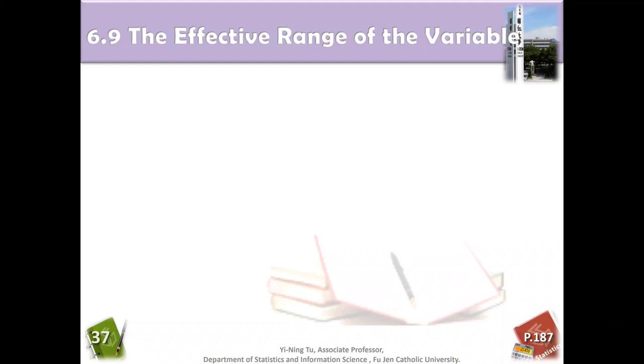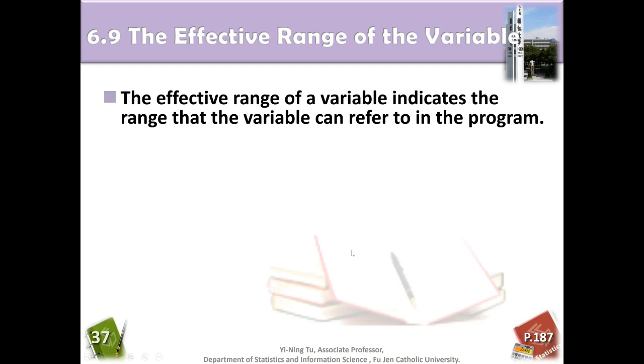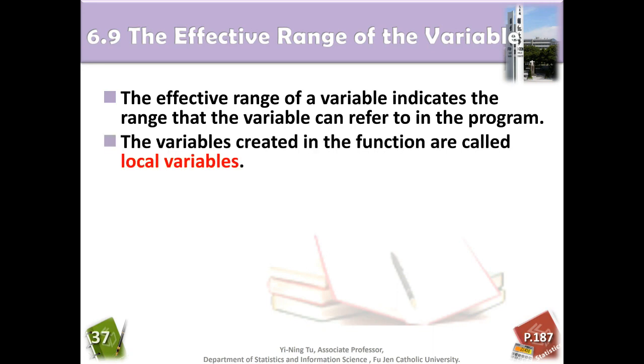So we move on. The effective range of the variable is a very important issue. It is on your textbook, page 187. The effective range of the variable indicates the range of the program where the variable can be referred to. For example, the variables created in the function are called local variables. It means the variable can just live locally, inside the function. So the variable's life cycle starts in the function and also ends in the function.